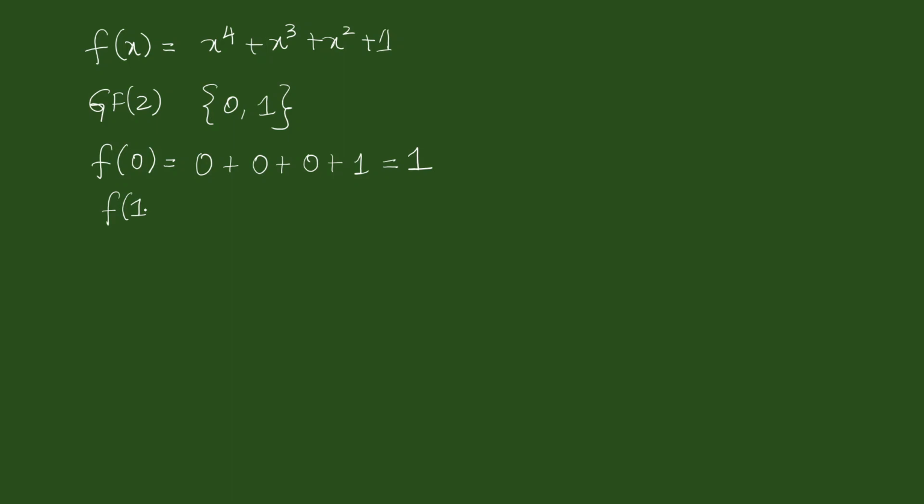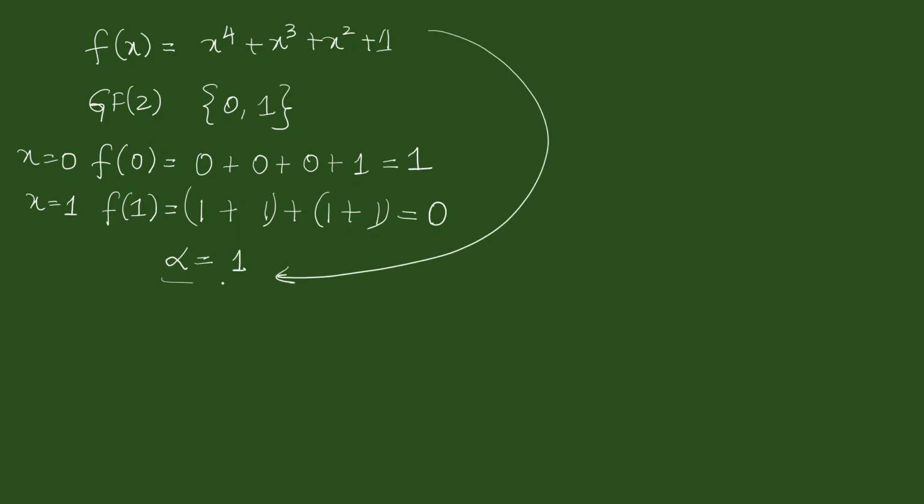Let me consider the x value being substituted as 1. That means x is equal to 1 here, and this was x is equal to 0. For x is equal to 1, I have 1 plus 1 plus 1 plus 1. Here you can see 1 plus 1 is 0, 0 plus 0 is 0. So here you are getting a case where the resultant is 0. Therefore the primitive element for the above polynomial is alpha with a value equal to 1. So therefore this polynomial is not primitive.